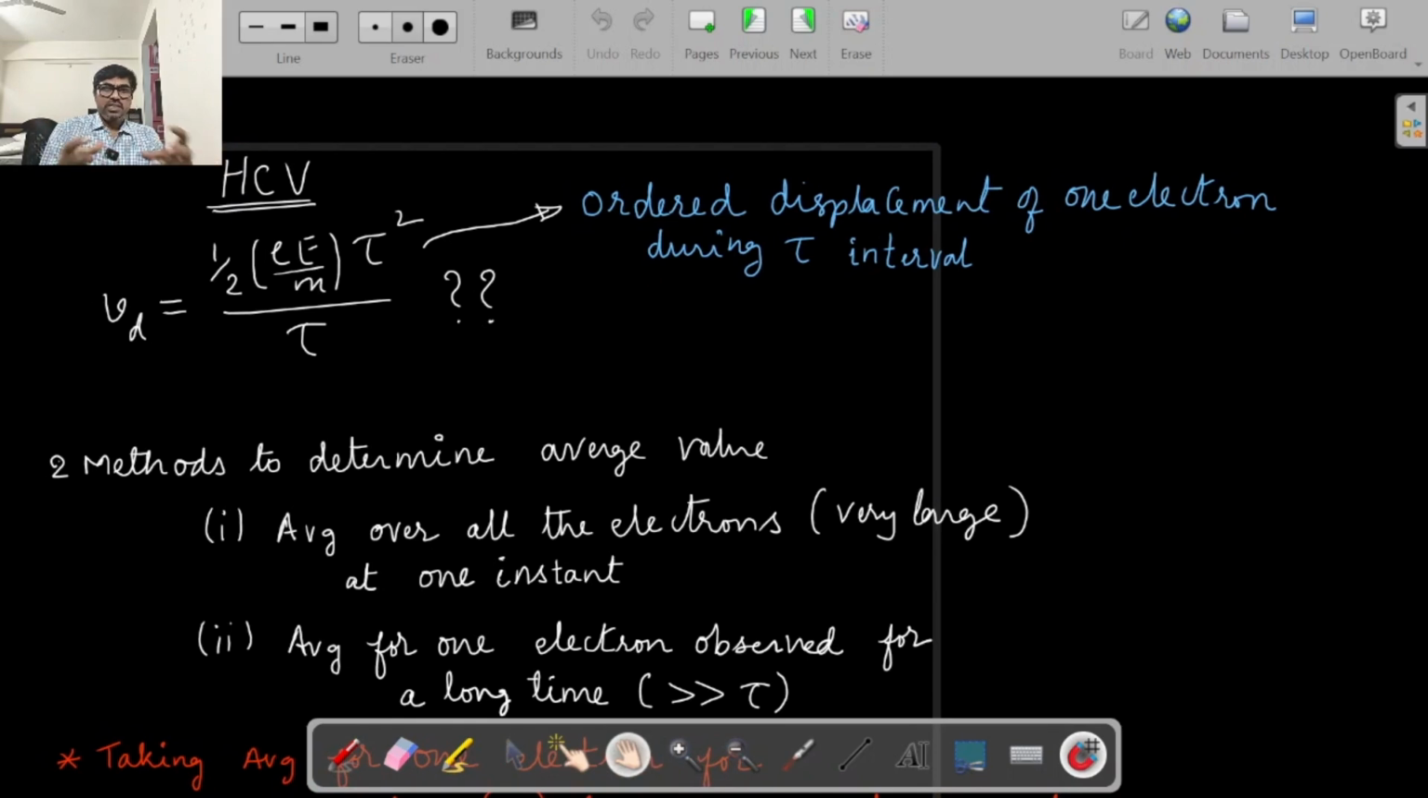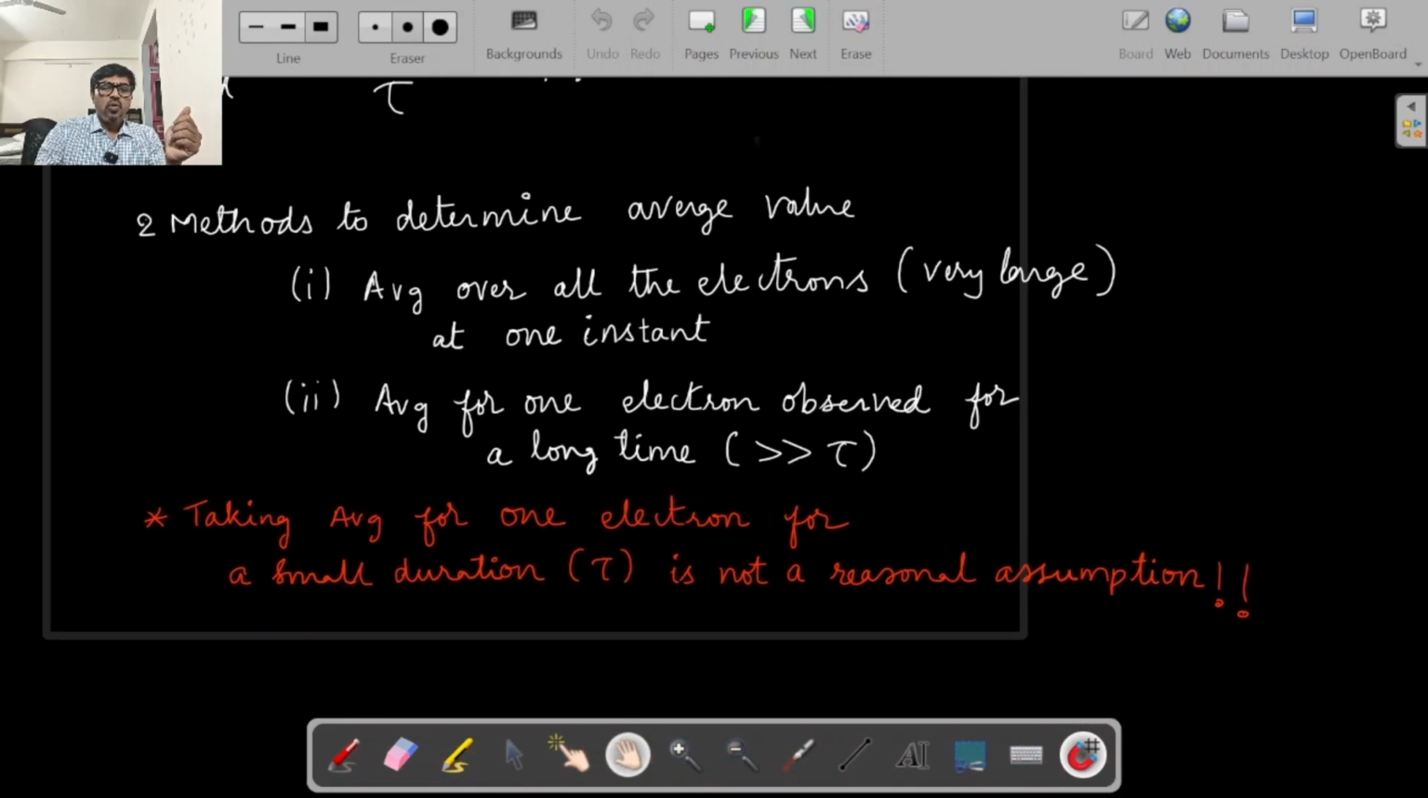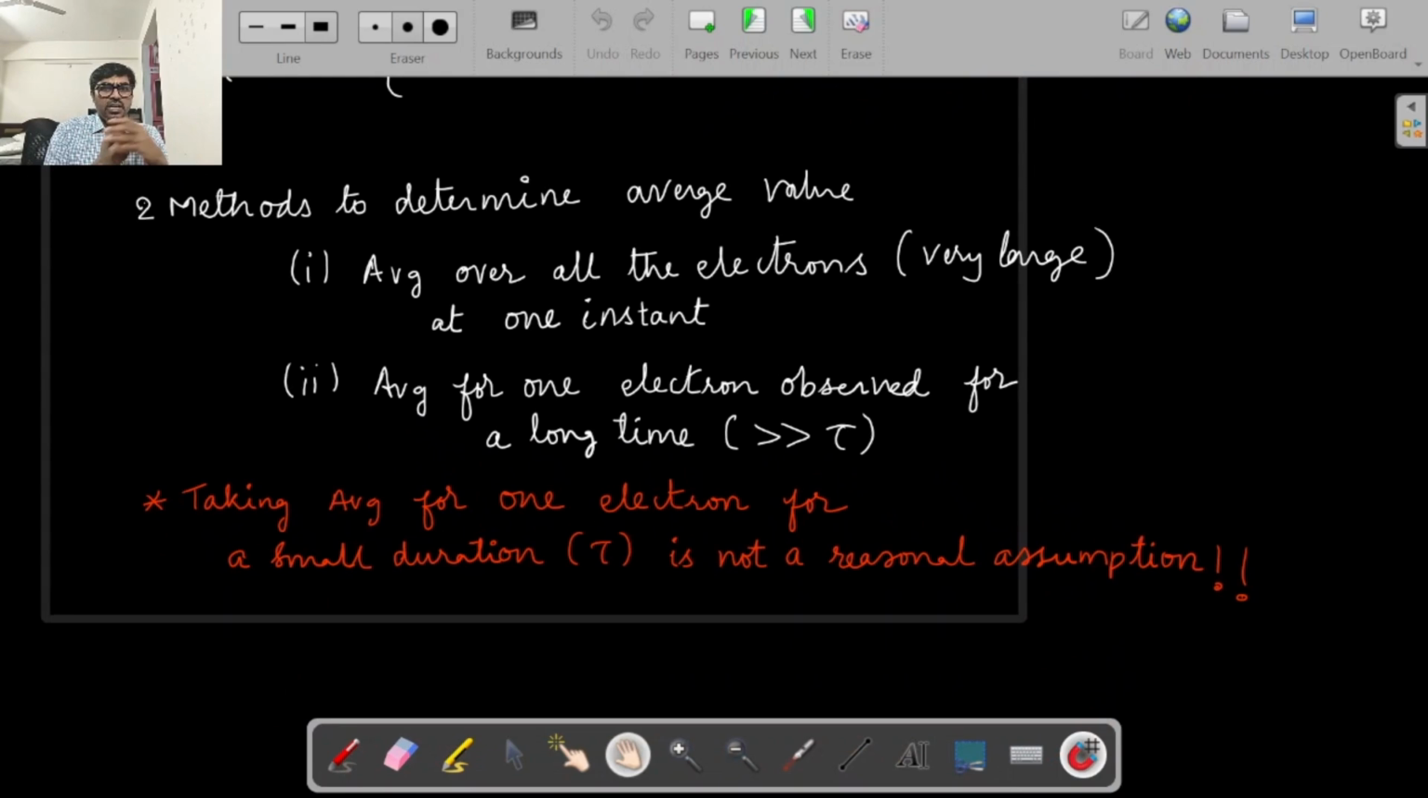It looks reasonable at the outset, but I didn't get clarity about it, especially after I went through that YouTuber who was claiming that there is a mistake. I wanted to understand a little more by studying it. After studying certain more books, I got some understanding here. There are two methods of doing average here. One method is that at one instant you take a large number of electrons and take the average of their velocities, and you get the average velocity, the drift velocity.